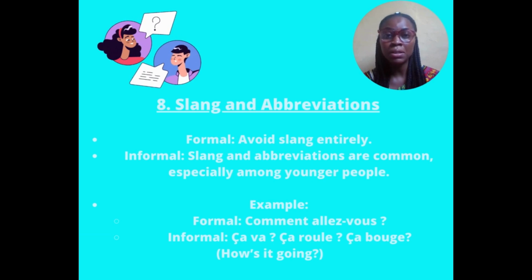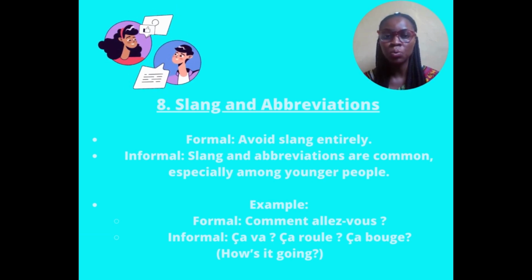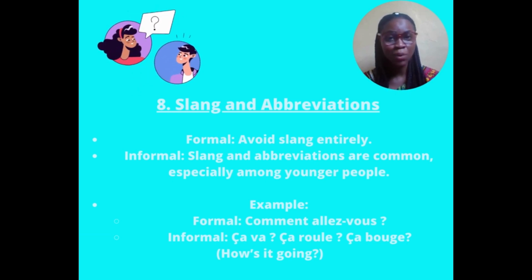Comment allez-vous? We've learned that earlier. What are some shorter ways of saying how are you? Comment allez-vous? Shorter. Ça va? Ça roule? Ça bouge?